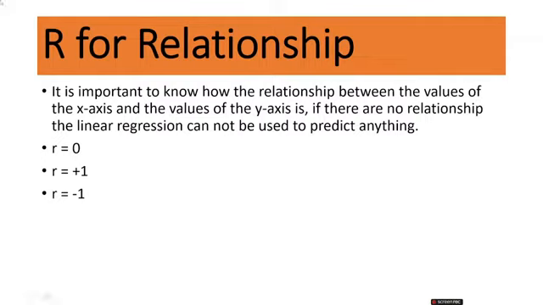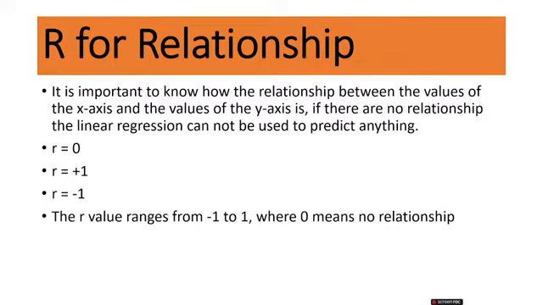Okay, but when I get R equal to 0, it means there is no relation. And when there is no relation, we do not find any predicted value. The R value ranges from -1 to +1, and 0 means no relation. When I do not get any type of relation, it means there is no prediction. We cannot predict anything when R is equal to 0. Okay, so these are the basics of linear regression.